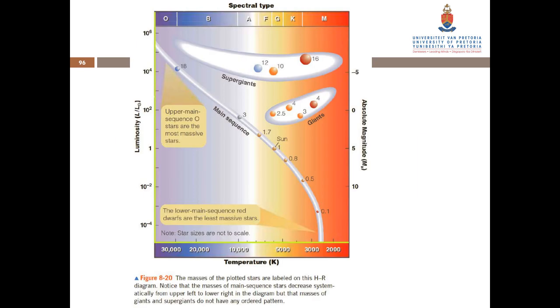Here we can see a star with 18 solar masses, 3, 1.7, 1 solar mass where our own Sun is, and 0.1 solar masses. Here we can see our supergiants at 18 solar masses, 12, 10, 16, and we get even higher masses. And here we can see our very low mass stars as well.